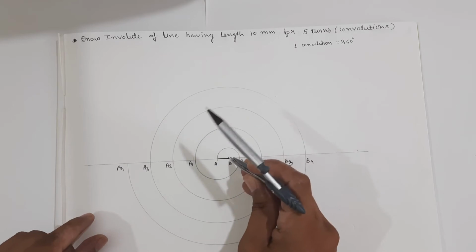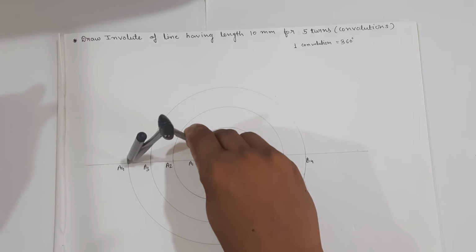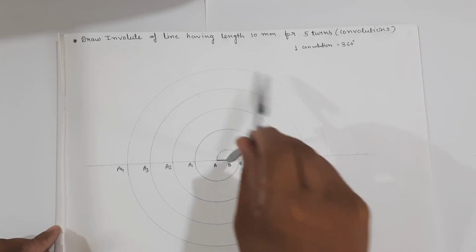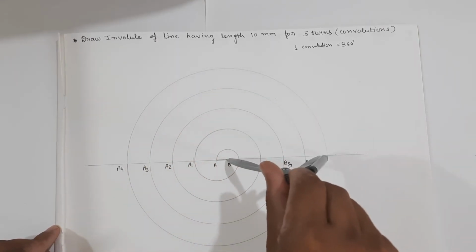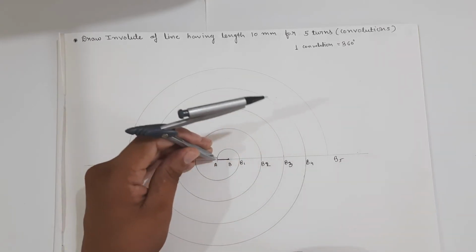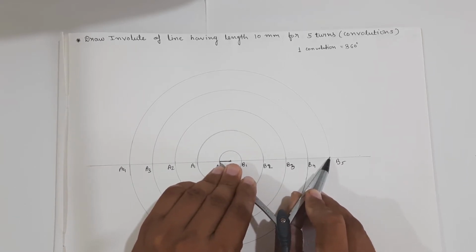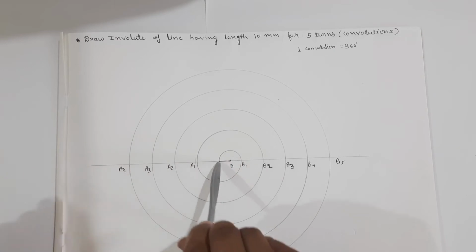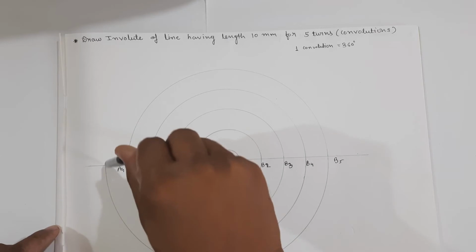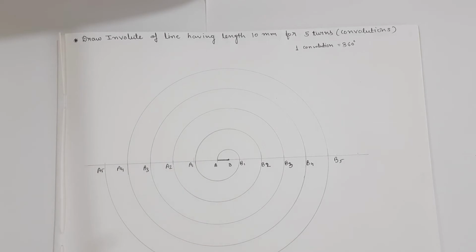Now take the center at B, measure B to A4, and give an arc. That is 4.5 convolutions. This is B5. Now change the center, take the center at A, measure A to B5 and give an arc to complete the 5 convolutions of the involute of a line. So these are the 5 convolutions of the involute of a line.